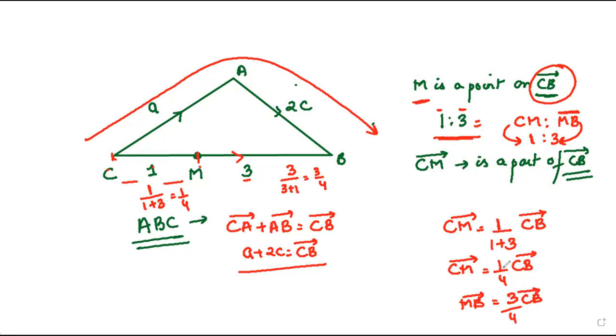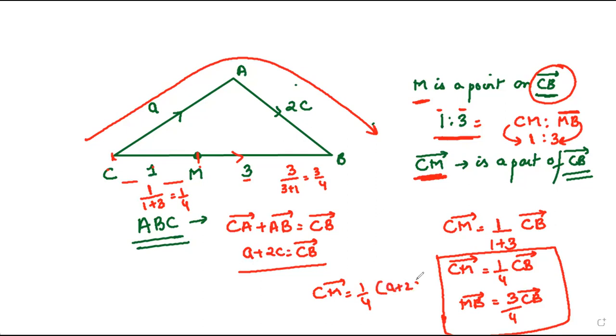So now we have two equations. C to M is 1/4 of C to B and M to B is 3/4 of C to B. Since we have already calculated C to B and what we want to calculate is C to M, C to M is 1/4 of C to B. C to B is what? A plus 2C. So C to M will be finally 1 by 4th of A plus 2C.